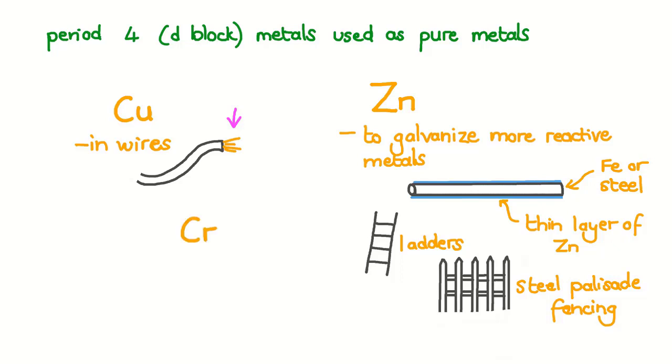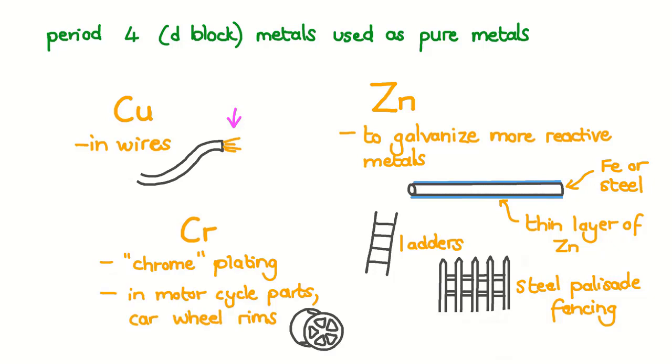Chromium is also useful in its pure form. A thin layer of chromium or chromium alloy is electroplated onto a metal component to increase its corrosion resistance, hardness, as well as to make it really shiny. Motorcycle parts are sometimes chrome-plated, as well as some fancy wheel rims or mags.